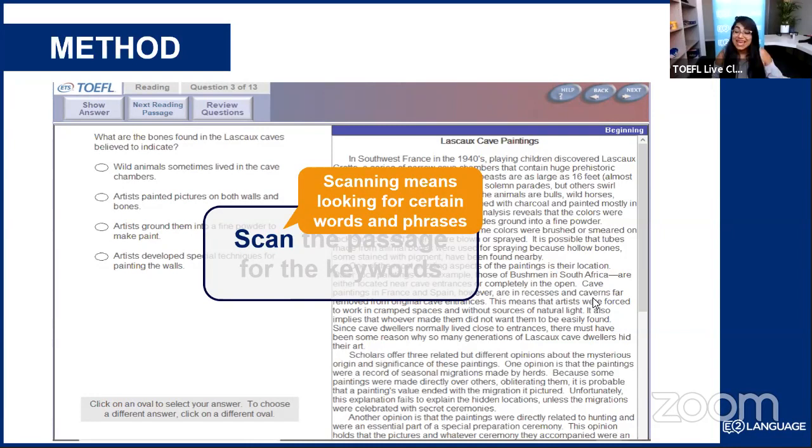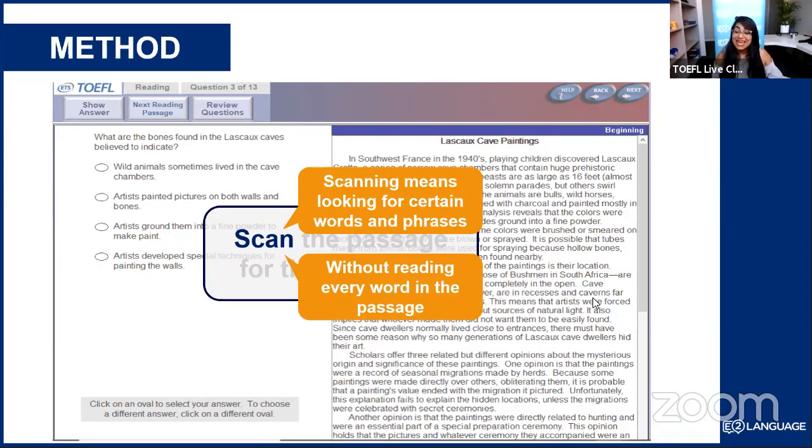You don't read every word. You don't read the passage, you just try to find those keywords. Okay, let's try doing that. So let's try to find the underlying keywords in the passage.